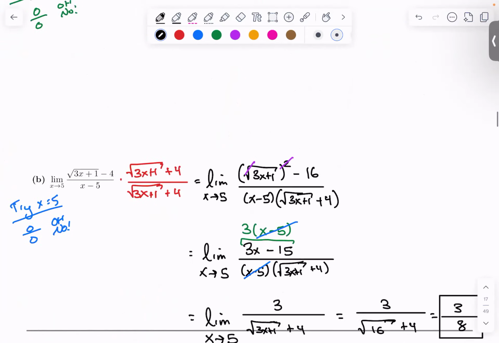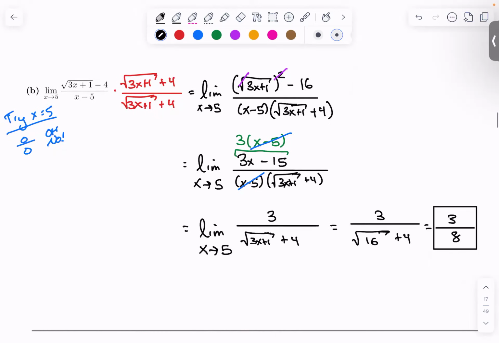The next one, and you can also take a picture of this one if you'd like, is a conjugation. So you try to plug in 5 for x, and you get that it's 0 over 0. So you have to do some type of algebra to fix it. And in this case, you multiply it by the square root of 3x plus 1 plus 4 over the square root of 3x plus 1 plus 4. And that means you're multiplying conjugates, which becomes a difference of squares.